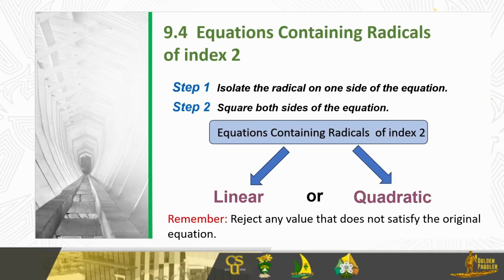Now, the last but not the least type of equations we are dealing with is the equations containing radicals, particularly of index 2. We are guided with the following steps. Step 1 is to isolate the radical on one side of the equation. Step 2, square both sides of the equation, and the resulting equation is either linear or quadratic. Then solve the resulting equation. And remember, reject any value that does not satisfy the original equation.